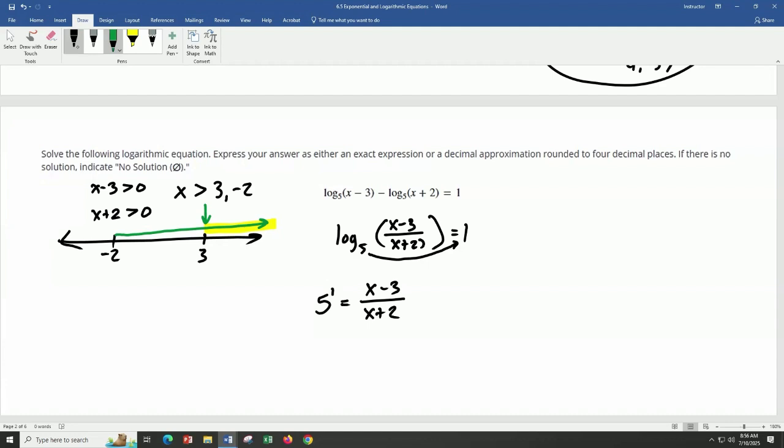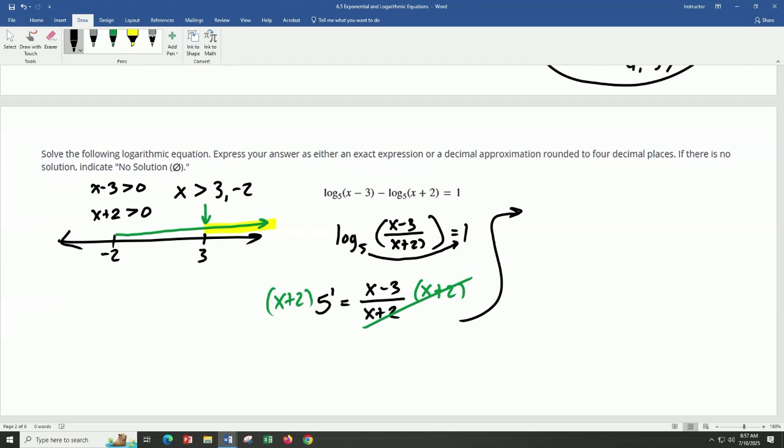Let's go ahead and multiply both sides by... Remember, we have an equal sign, so we can get rid of fractions. Let's multiply by the least common denominator. So let's multiply both sides by x plus 2. Right? Because that's going to do what? Reduce out that x plus 2.